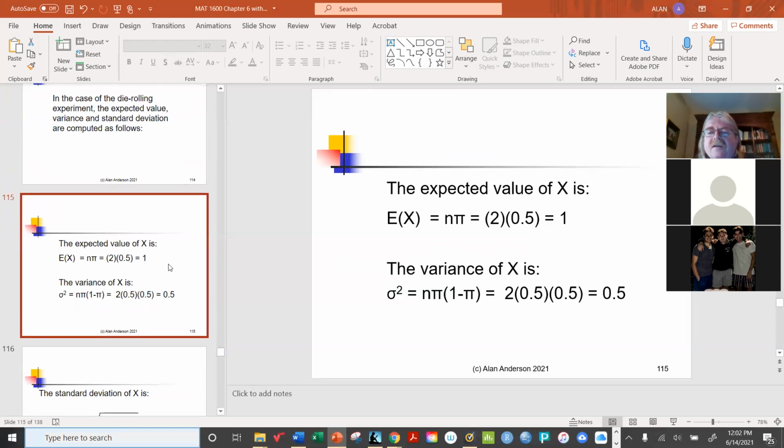So the expected value, now we can see how easy this is. Remember, it was 1 before, but now we just multiply the number of trials by the probability of success to get that 1.